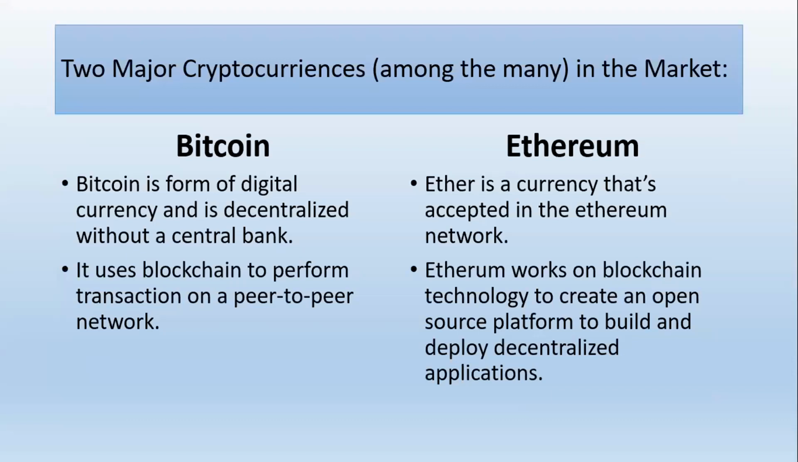So I'm going to discuss two major cryptocurrencies among the many in the market. I'm going to compare them. First one is Bitcoin and second one is Ethereum. So Bitcoin is a form of digital currency and is decentralized without a central bank, whereas Ether is a currency that is accepted in the Ethereum network. Bitcoin uses blockchain to perform transactions, whereas Ethereum also uses blockchain technology to create an open source platform to build and deploy decentralized applications.